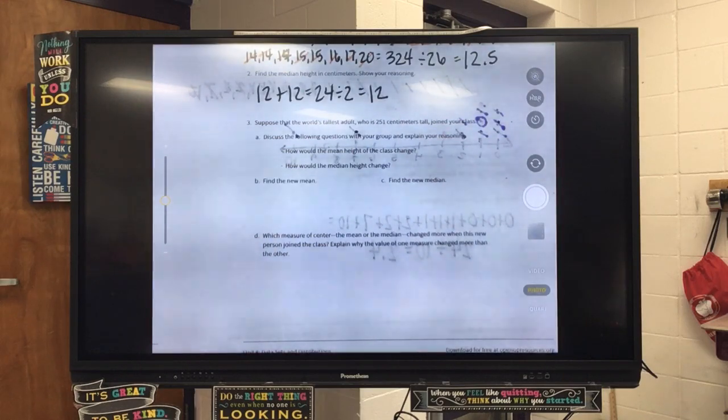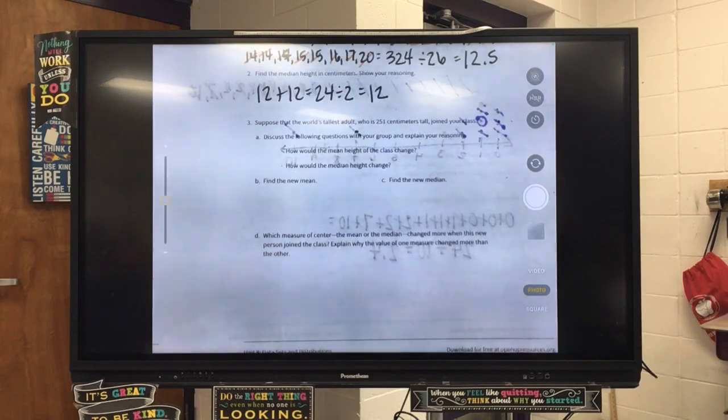Stand up if you think it's essentially going to be the same. It's going to be 12 and a half. Okay? And then stand up if you think it's going to be less than 12 and a half. Sorry, why? Why do you think it's going to be less?